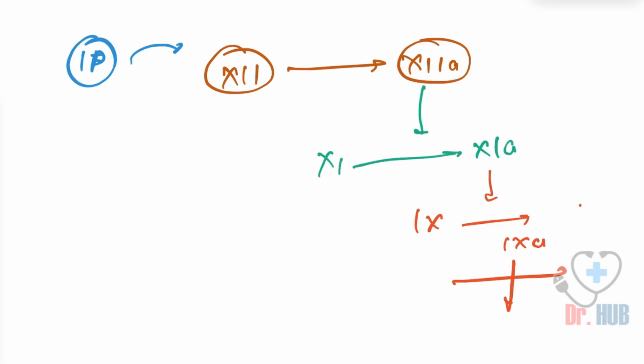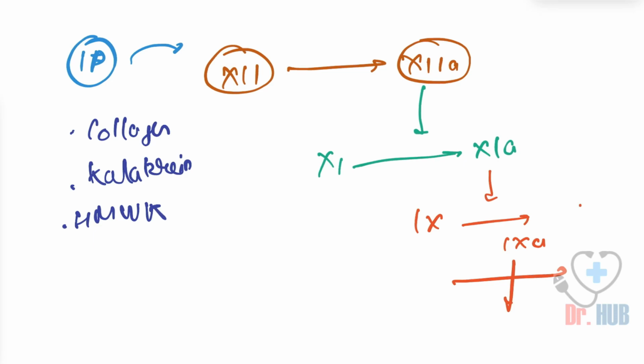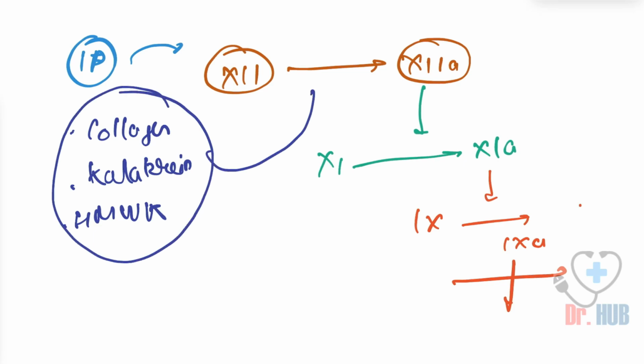In between there are some additions. It is the collagen. Next comes the kallikrein, then comes the HMWK. What does all this do? All this adds on to the factor 12 conversion. So factor 12 is converted to 12A in presence of these.